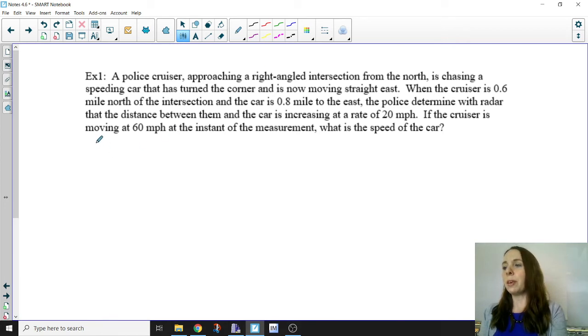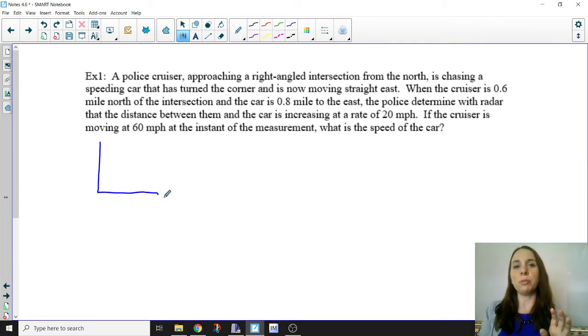Okay, so you could get really fancy with your drawing if you want to. Sometimes I like to just have students read over this problem and sketch it out. And I love walking around and looking at their beautiful pictures. They're always so much better than mine. I'm going to draw a right angle, and I'm going to draw a little box right here for the police cruiser because they are north of the intersection. Here's the intersection. And I'm going to draw a little box over here for the speeding car, and I put it here because they are east. They have turned the corner and are moving east.